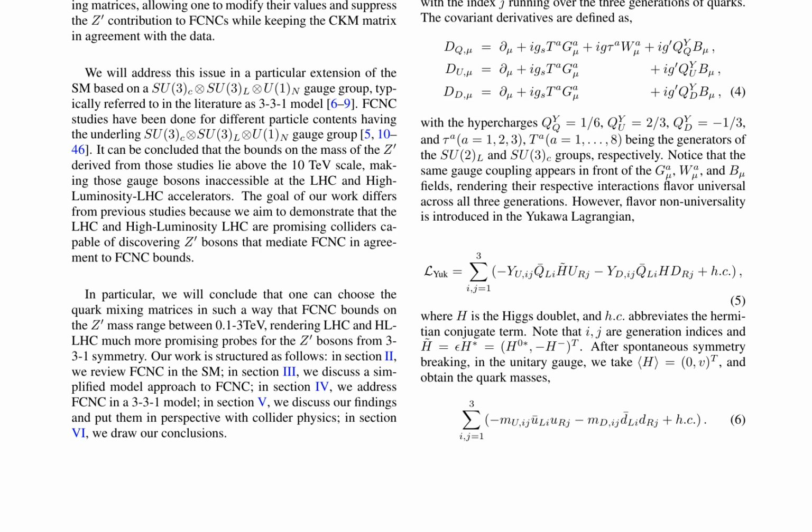at future colliders. The Yukawa Lagrangian introduces flavor non-universality, leading to quark masses after spontaneous symmetry breaking. The FCNC processes mediated by the Z' boson are sensitive to the quark mixing matrices, making them a crucial aspect of this study. By exploring the 331 model, the authors provide a framework for understanding FCNC processes and their potential discovery at the LHC and High Luminosity LHC.